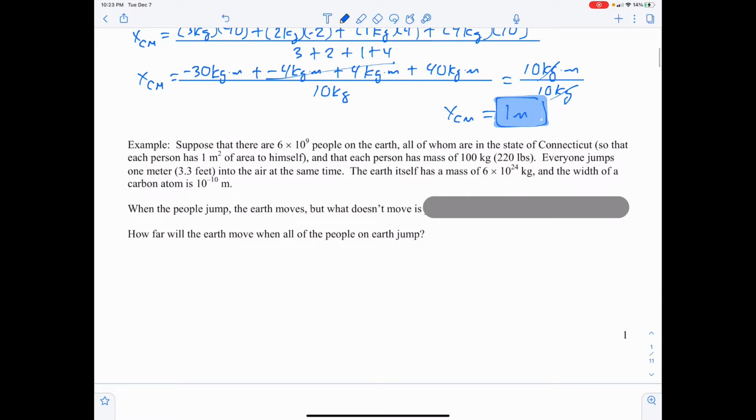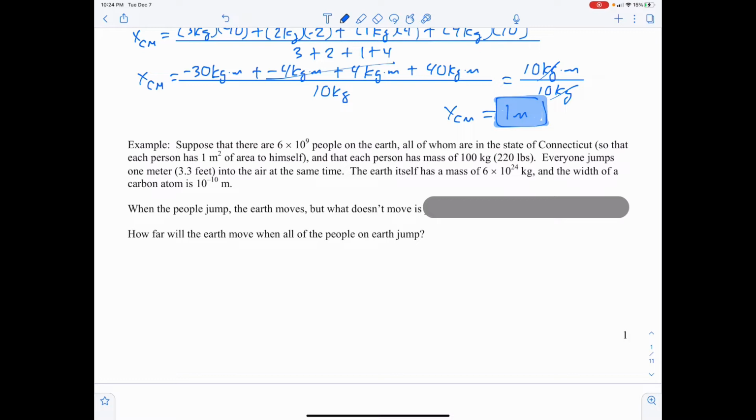Example: suppose there are 6 billion people, 6 times 10 to the 9, on the earth, all of whom are in the state of Connecticut. That would be quite a population density, so that each person has 1 square meter of area to him or herself. And that person has an average mass of 100 kilograms.